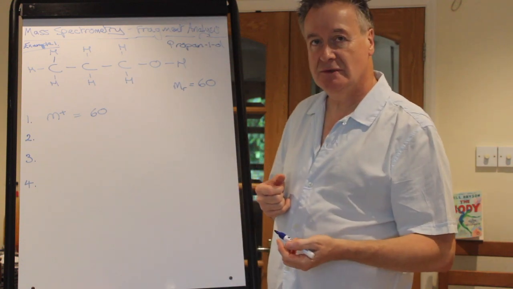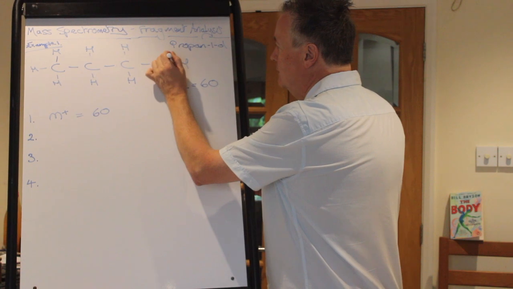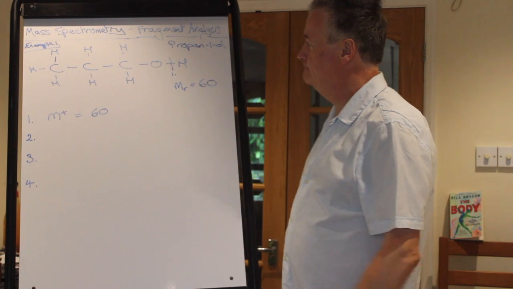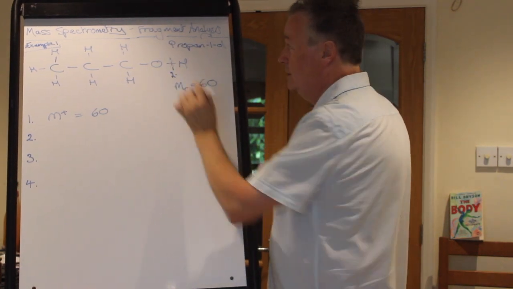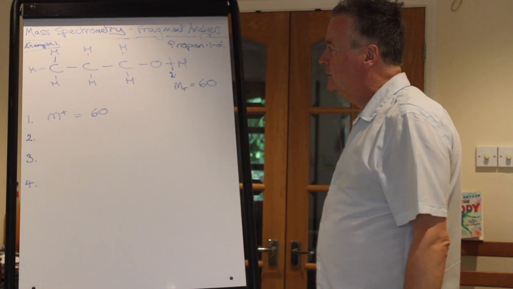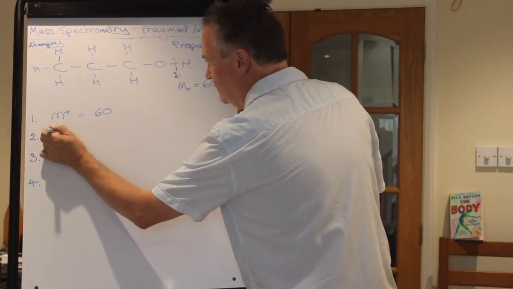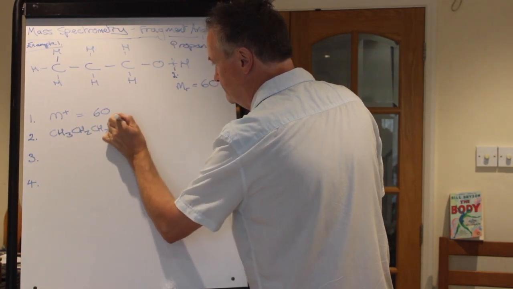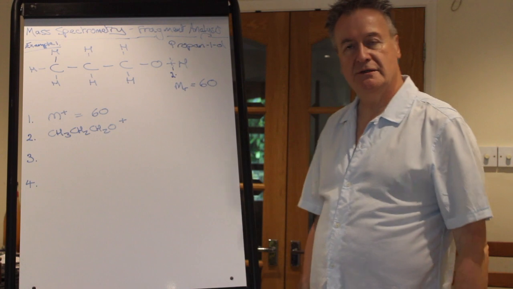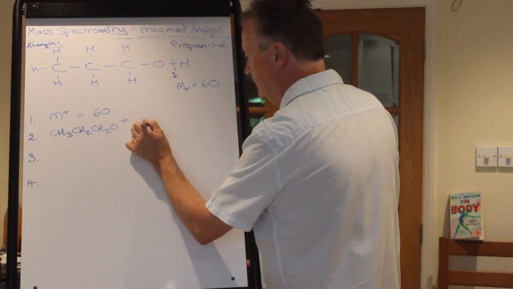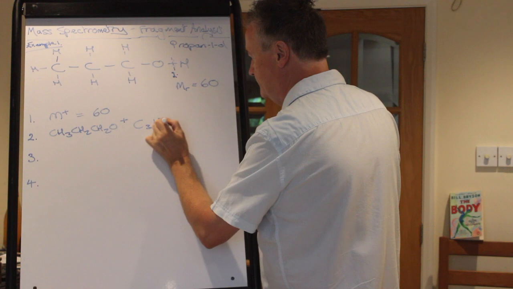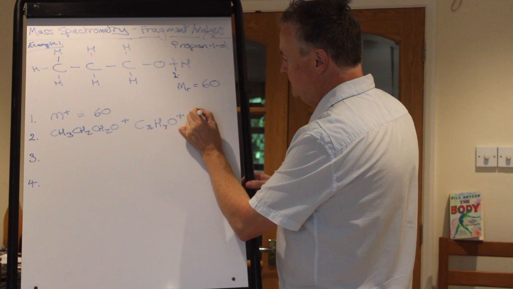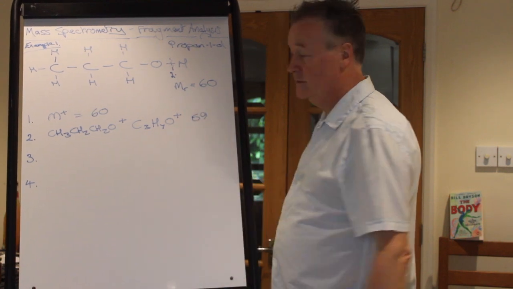So this is the sorts of fragmentation you can do. So we can chop it there. That would be number 2, I've already done number 1. So you could chop the hydrogen off. So you are then left with CH3, CH2, CH2O plus. That has a mass of, well, you've lost 1 hydrogen, so it must be 59.